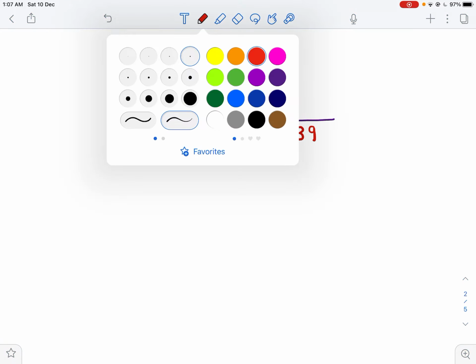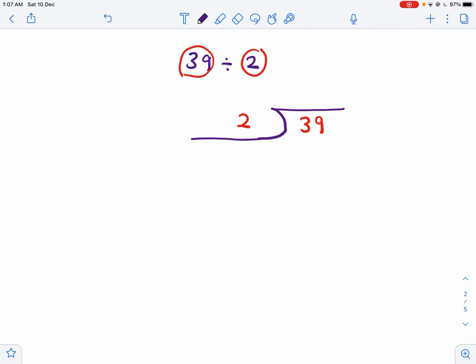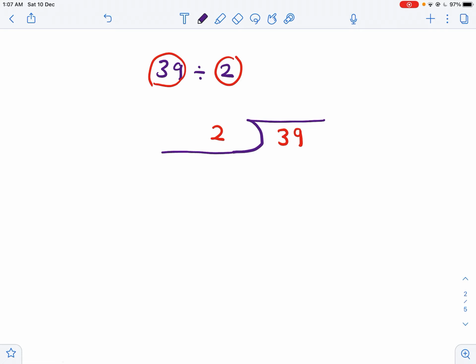Now next, you will look at the number that you have inside here. You will start and take only the first digit here, which is the 3. Now you will ask yourself, is this number, the 3, bigger than or equal to the divisor? Yes, the 3 is bigger than the 2. So you're good. You're ready to start your division.